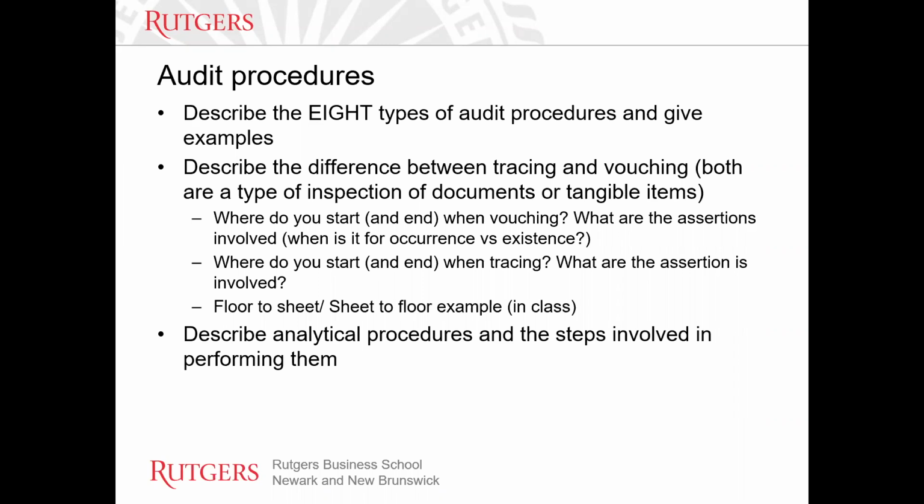Number 5, the procedure was confirmations. What's a confirmation? Confirmations are direct correspondence between the auditor and the third party. So confirmations are considered outside third-party evidence. There are different types of confirmations. Typically, they have to do with balance sheet accounts.